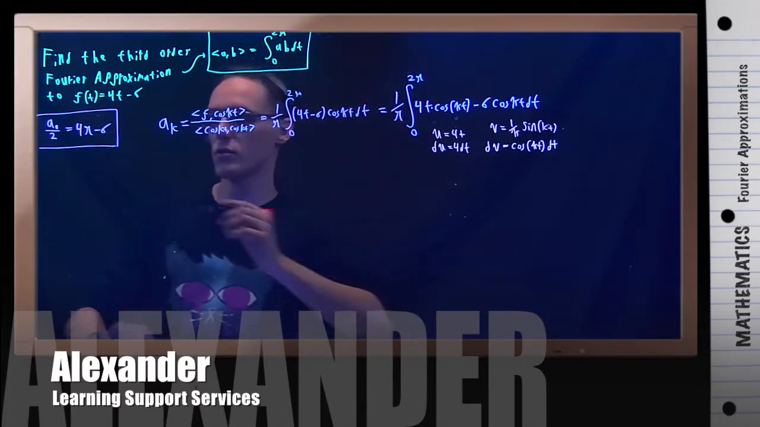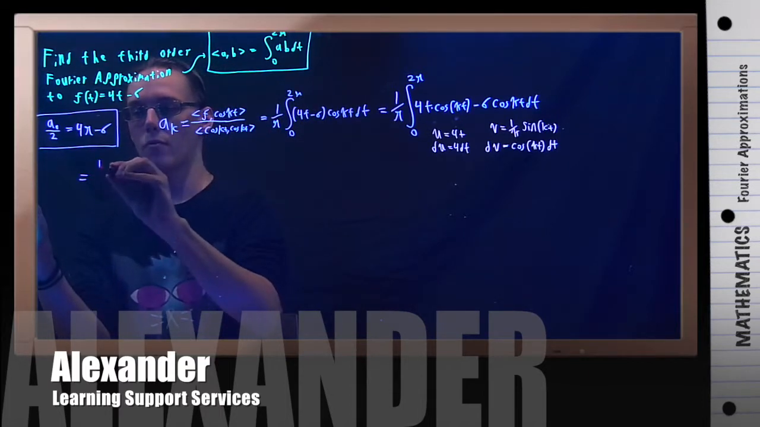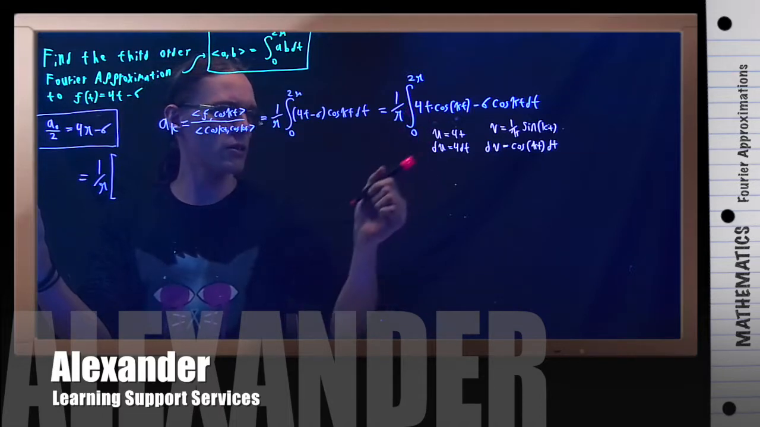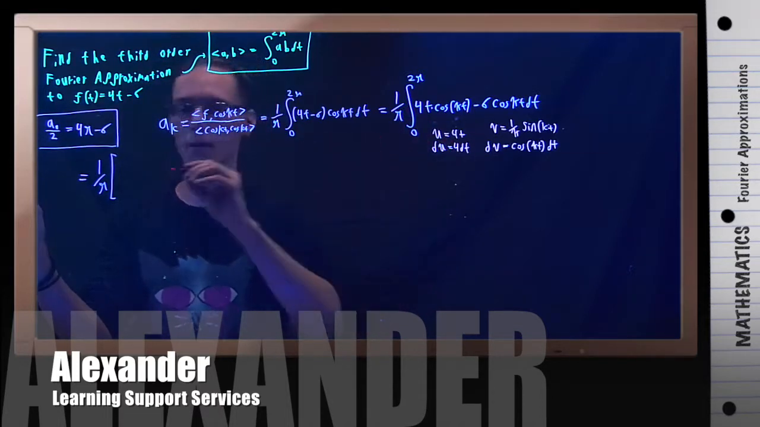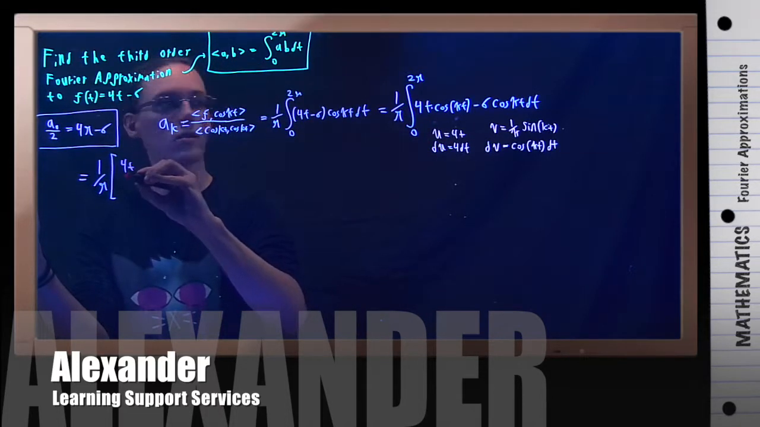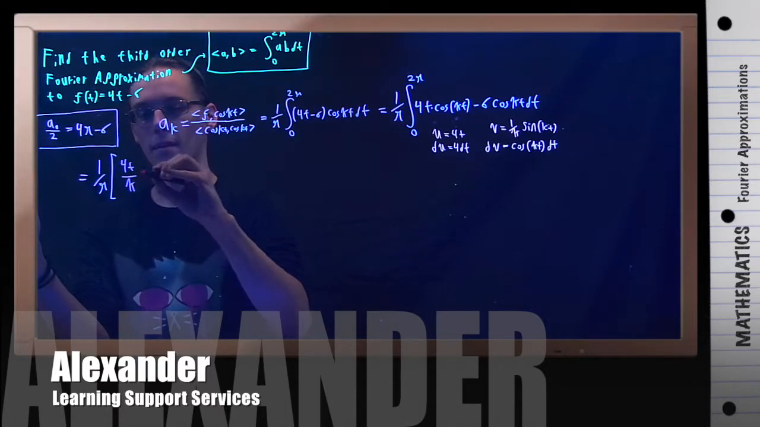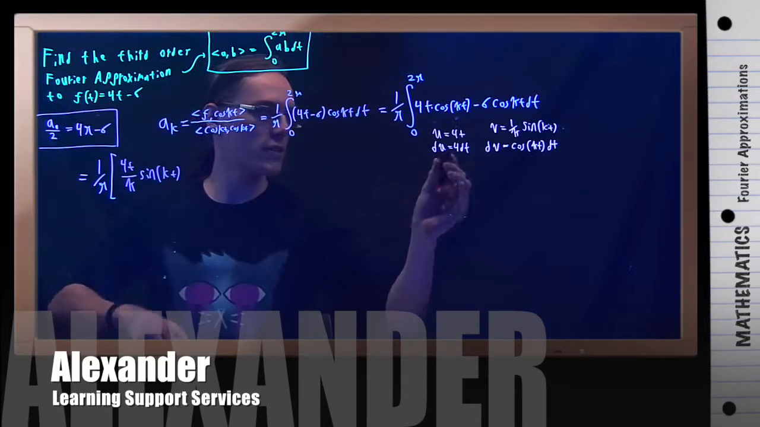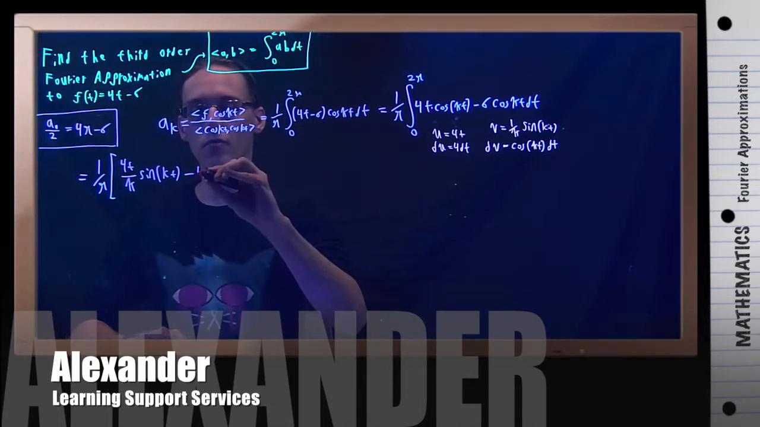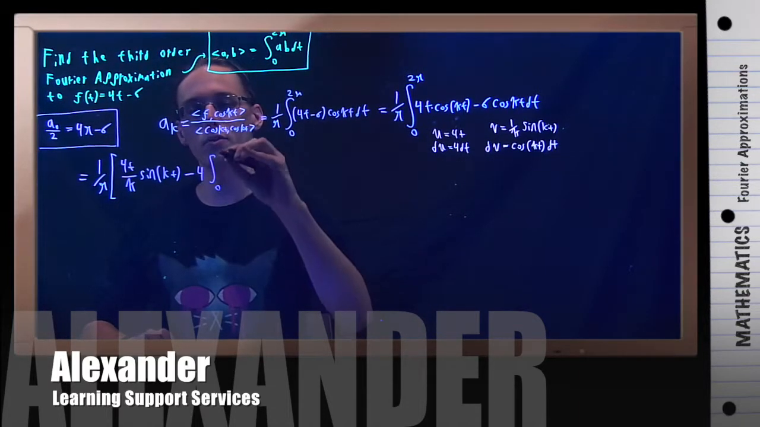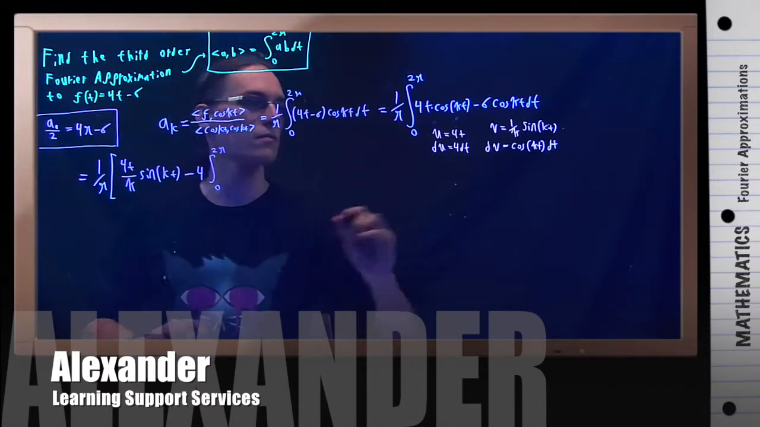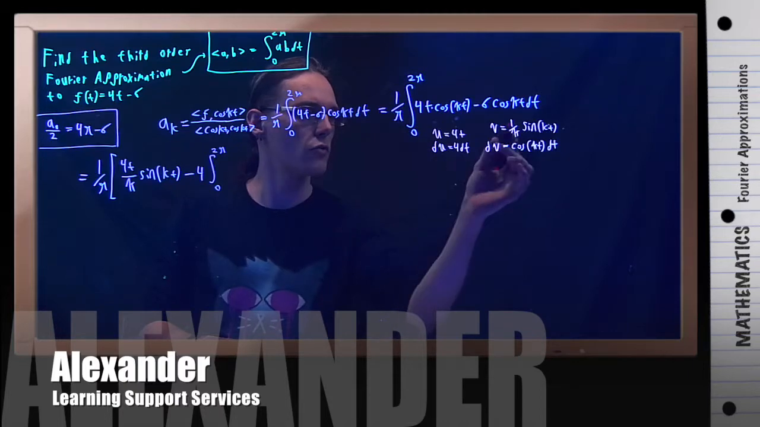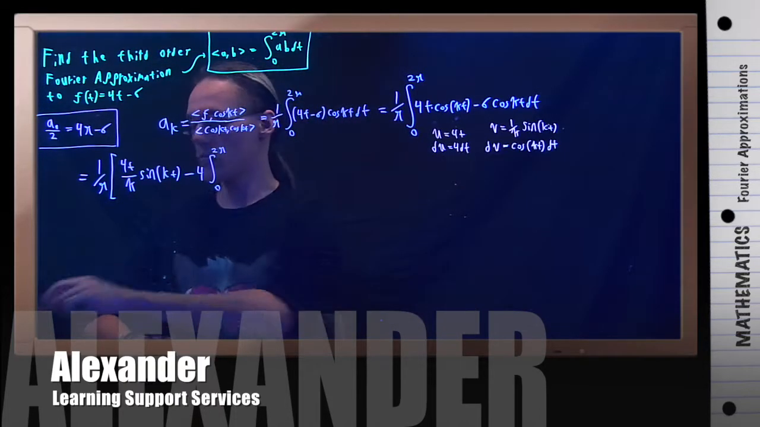So if I now rewrite this over here, I have 1 over pi, bracket. This integral right here becomes uv, so 4t over k sine of kt, minus the integral of v du. So I'll put the 4 on the outside: 4 times the integral from 0 to 2 pi of v du.